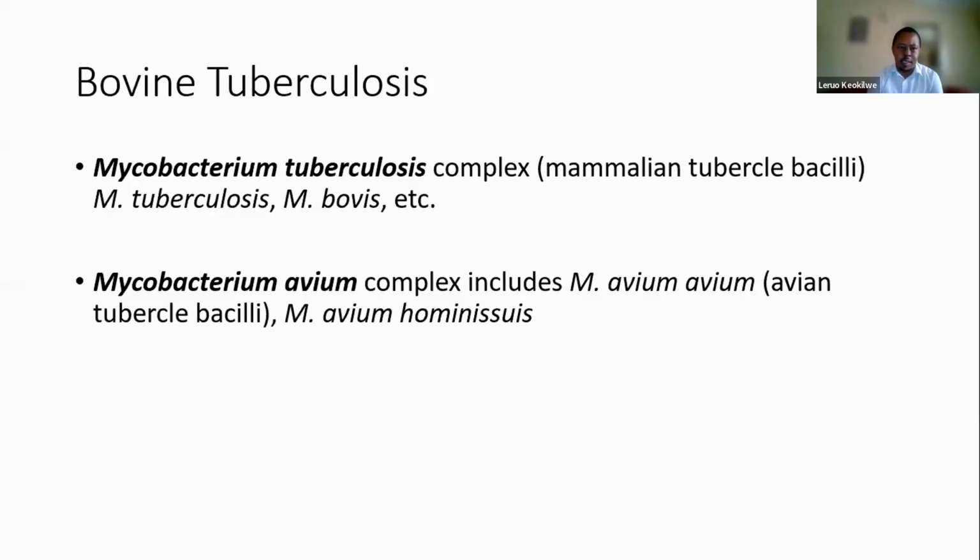Bovine tuberculosis is the other differential diagnosis that I have included here. And just to know that we can have Mycobacterium bovis as well, and other mycobacteria such as the Mycobacterium avium complex, which includes Mycobacterium avium and Mycobacterium avium hominissuis.